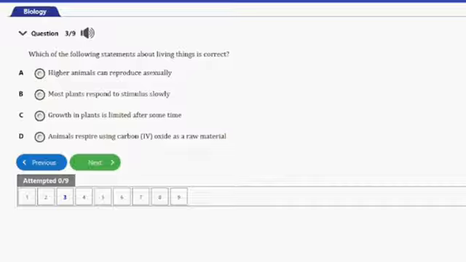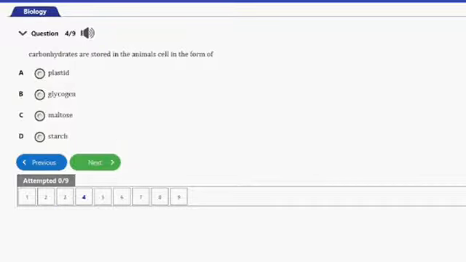So let's go ahead and consider the next question. And that's question number 4 here. It says, carbohydrates are stored in the animal cells in the form of A. Plasmids, B. Glycogen, C. Maltose, D. Starch. So guys, in animals, carbohydrates is stored as glycogen, and that's option B here. So let's go ahead and consider the next question, guys.